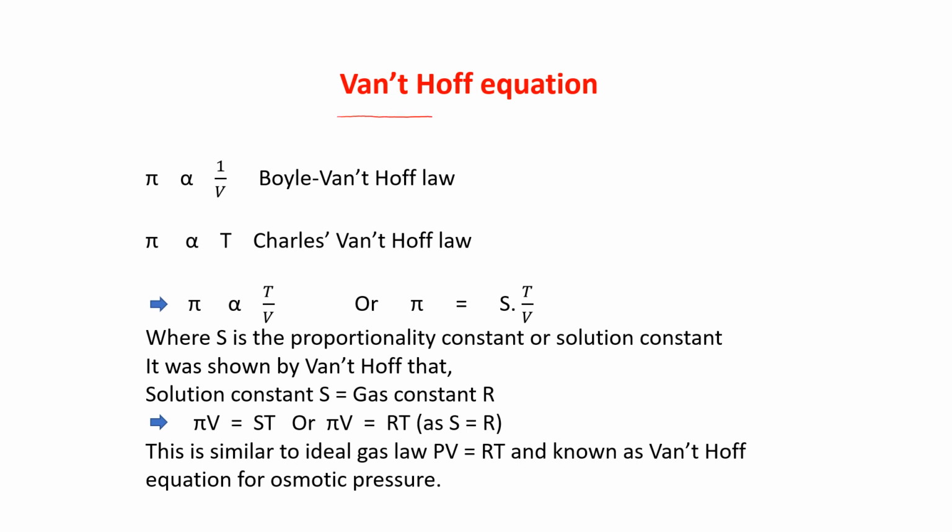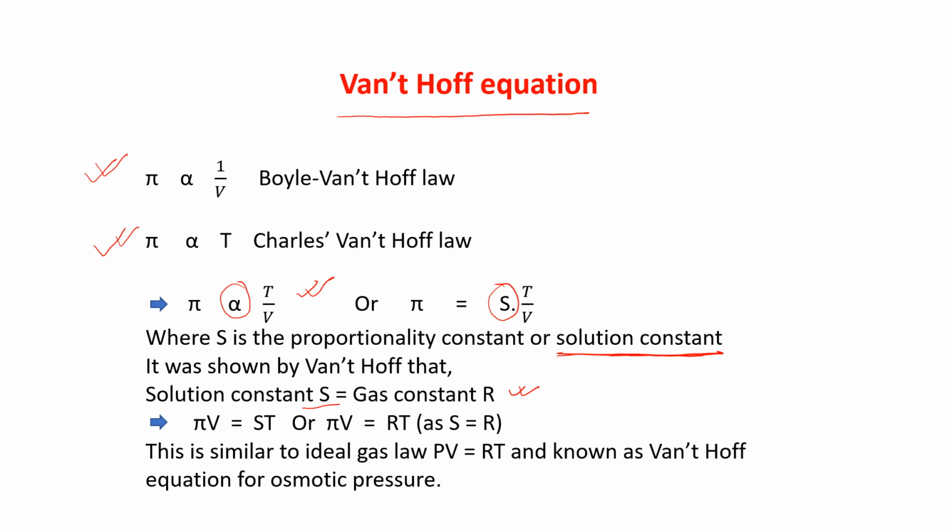So what is the final Van't Hoff equation? This is the Boyle's-Van't Hoff law, pi is proportional to 1 by V, and this is the Charles-Van't Hoff law, that is pi is proportional to T. Now from these two, pi is proportional to T by V. To remove this proportionality sign, pi is equal to S T by V, where S is the proportionality constant. Okay, or this is known as solution constant. It was shown by Van't Hoff that solution constant S is equal to gas constant R for the gas. We are saying always R.